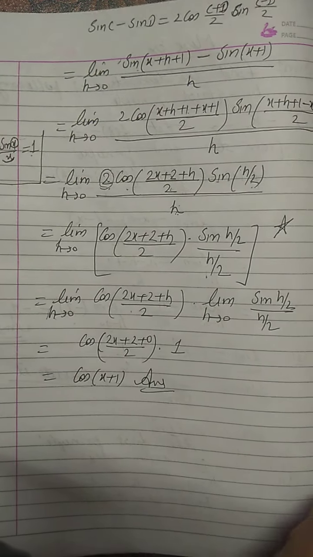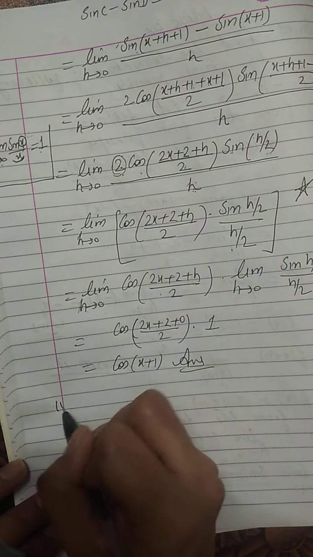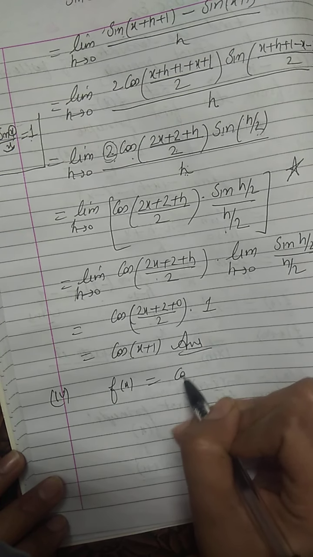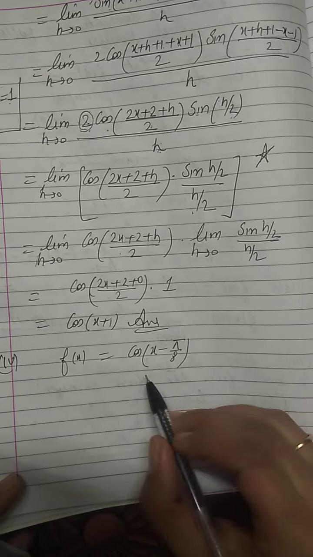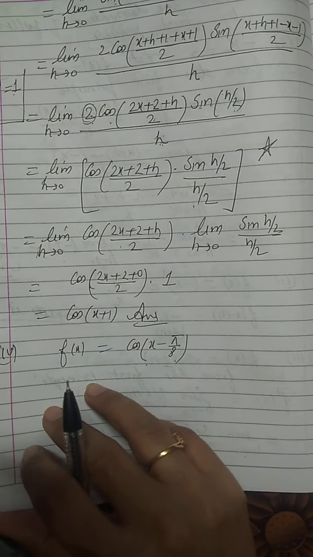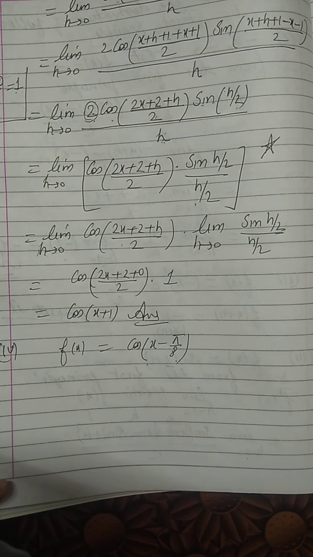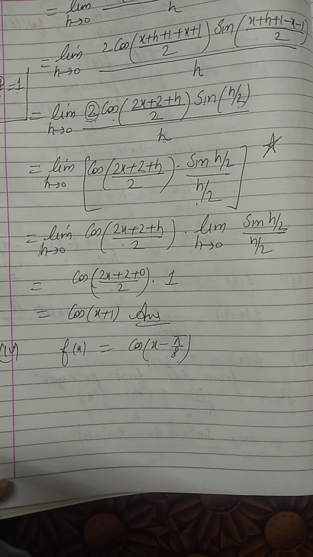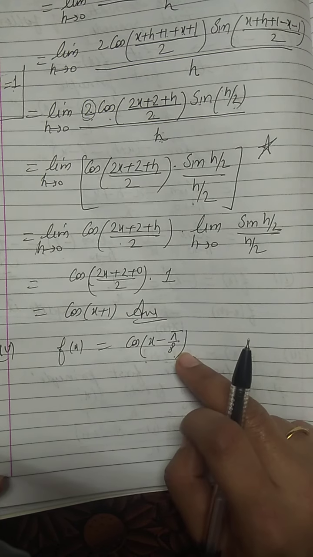In the fourth part, you have cos of x minus pi by 8. I will just give you the hint here. So the function is cos of x minus pi by 8. x is a variable but pi by 8 is constant. So it is the same as in the previous sum, where we were given sin of x plus 1. 1 is also constant, pi by 8 is also constant, okay? So as we treated 1 in the third part, same way we will treat pi by 8 here.